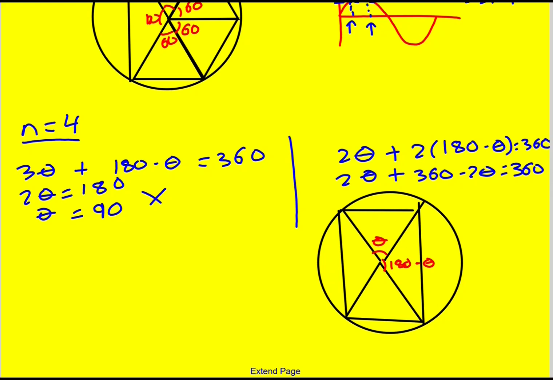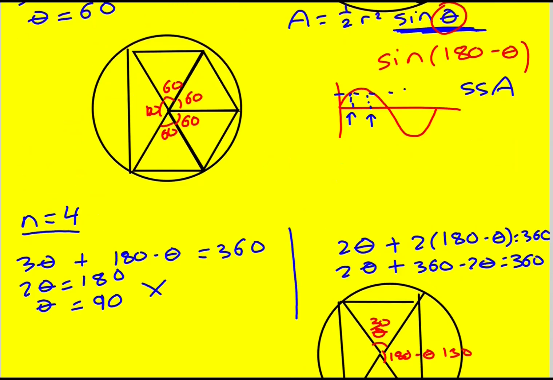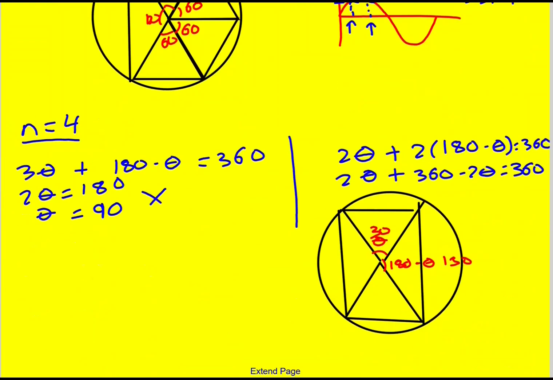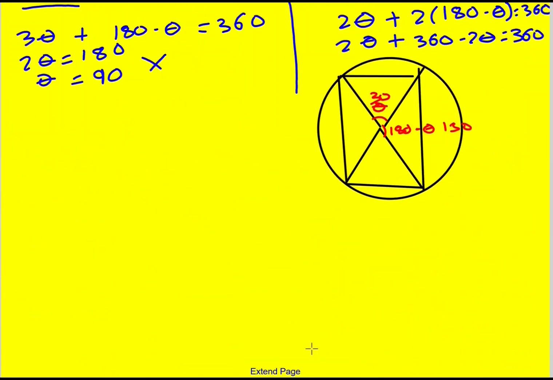Same area, but this is clearly not a square. This is a rectangle. And theta could be anything. So I could pick, say, 30 here, and this is 150. So although it didn't work with one of them, it worked with two of them. So it's not sufficient for 5 or 4. Definitely, let's take a look at 3 now.